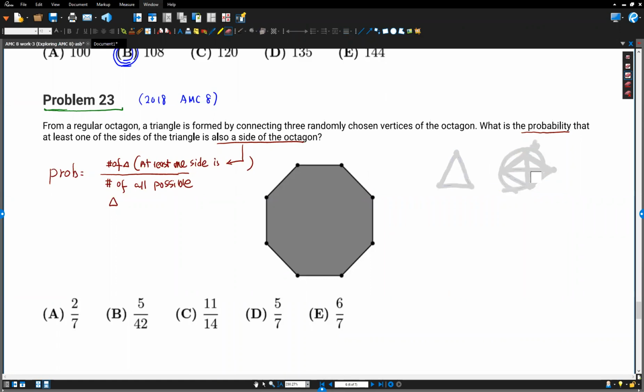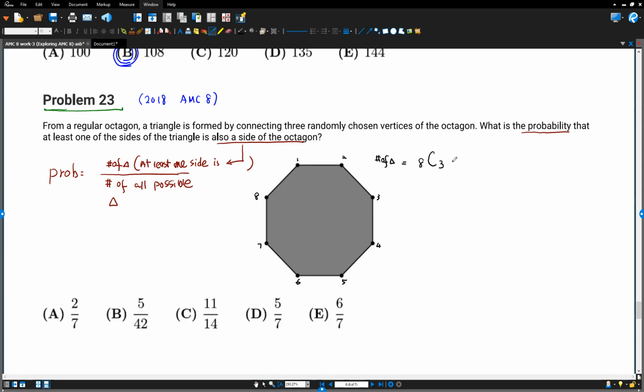Now we have 8 points: 1 point, 2 point, 3 point, 4 point, 5 point, 6 point, 7 point, and 8 point. Now let's apply the formula. How many triangles can be formed using these 8 vertices? 8 choose 3, isn't it? That's right. That's the number of triangles.